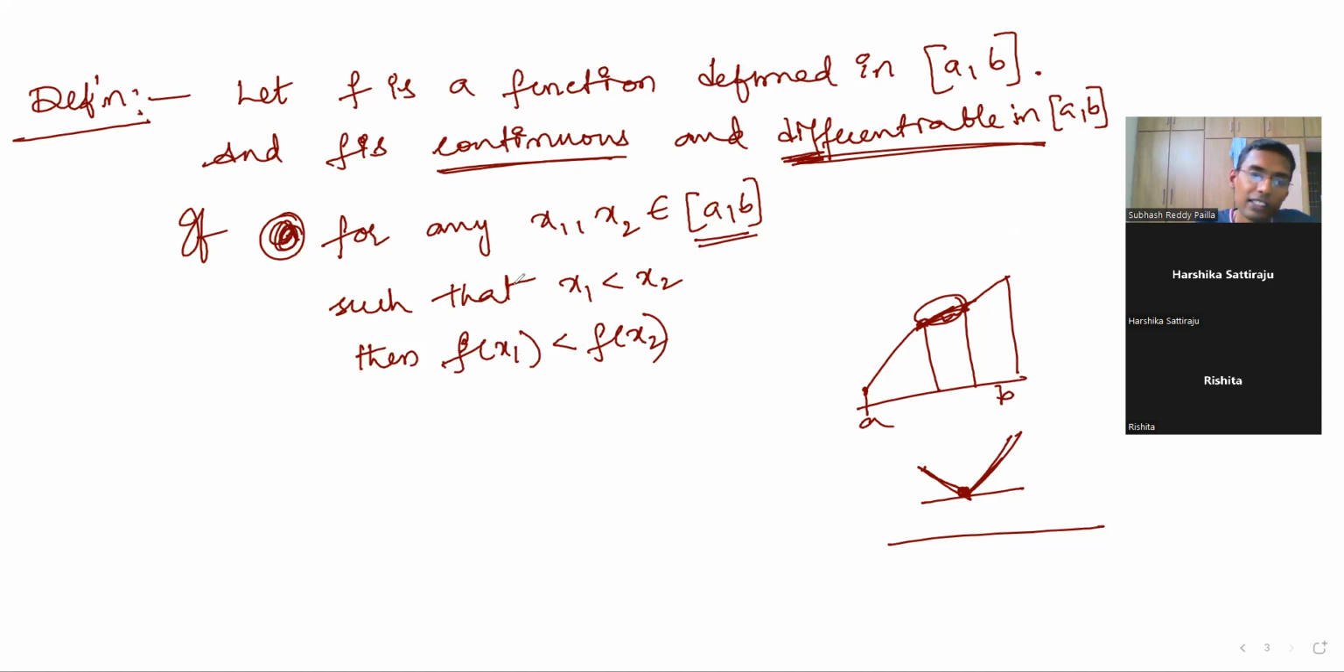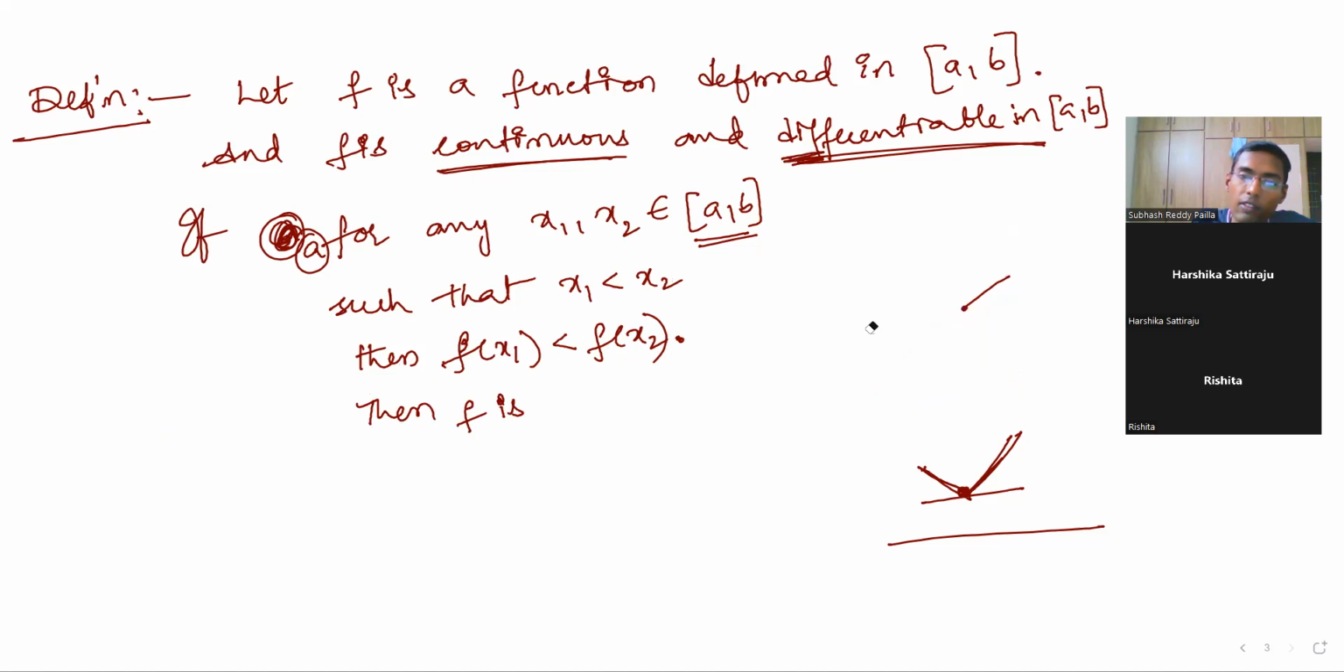Then, you write here only. For any x1, x2 belongs to (a, b) such that x1 is less than x2, then f of x1 is less than f of x2. Then, full stop. Then f is, what can you guess? What is the definition for this one?